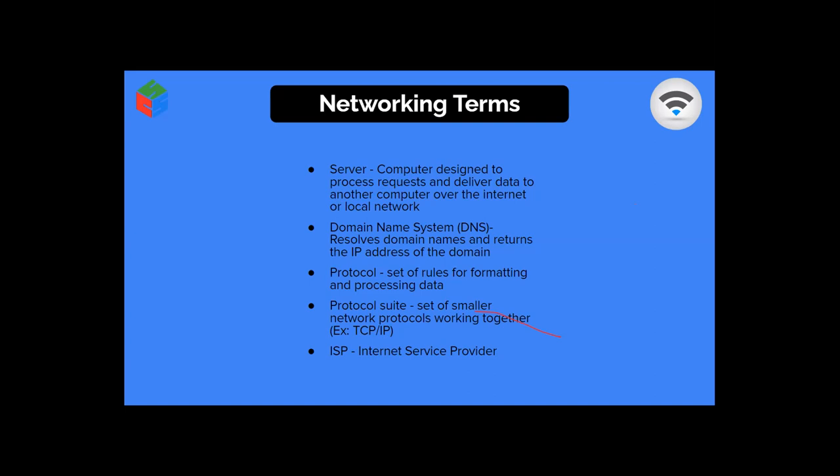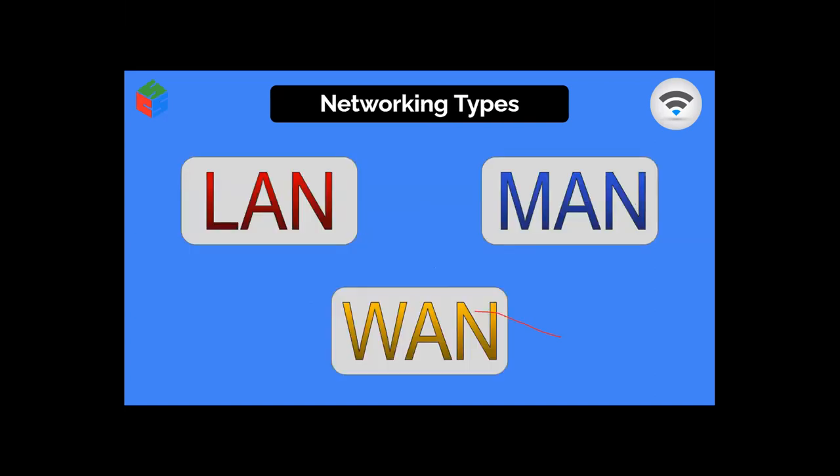The other term is protocol. It's a set of rules for formatting and processing data. Just like speaking the English language, it has a set of rules that you all understand. That's why we have a method of communication. If somebody doesn't speak English, they're not going to be able to understand me. If somebody speaks a different language, I'm not going to be able to understand them. Then you have the term protocol suite, which is a set of smaller network protocols working together. So you have multiple protocols working together in a defined method. And then you have ISP, which is the internet service provider. And I'll pass it off to Brian.